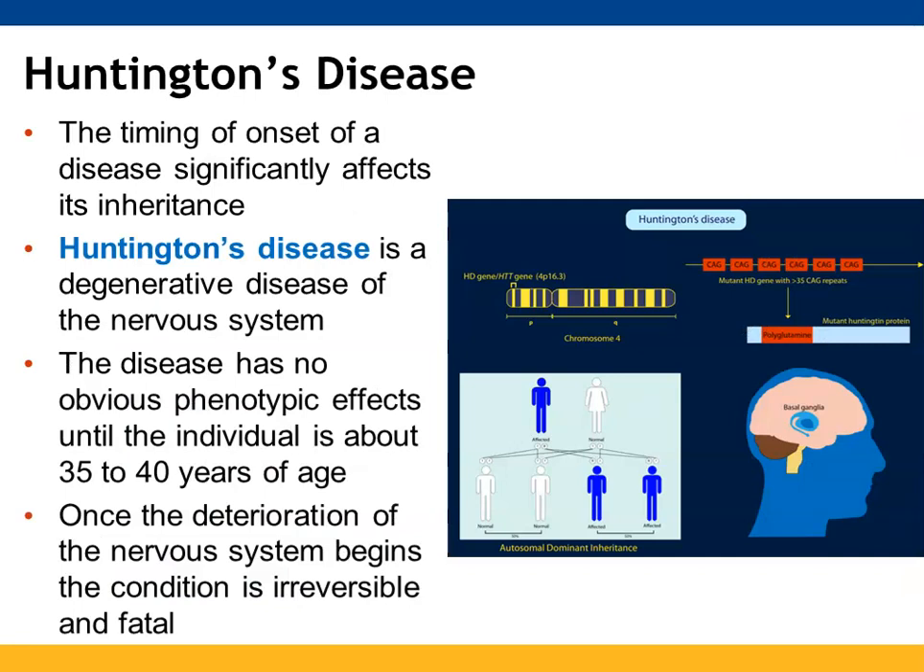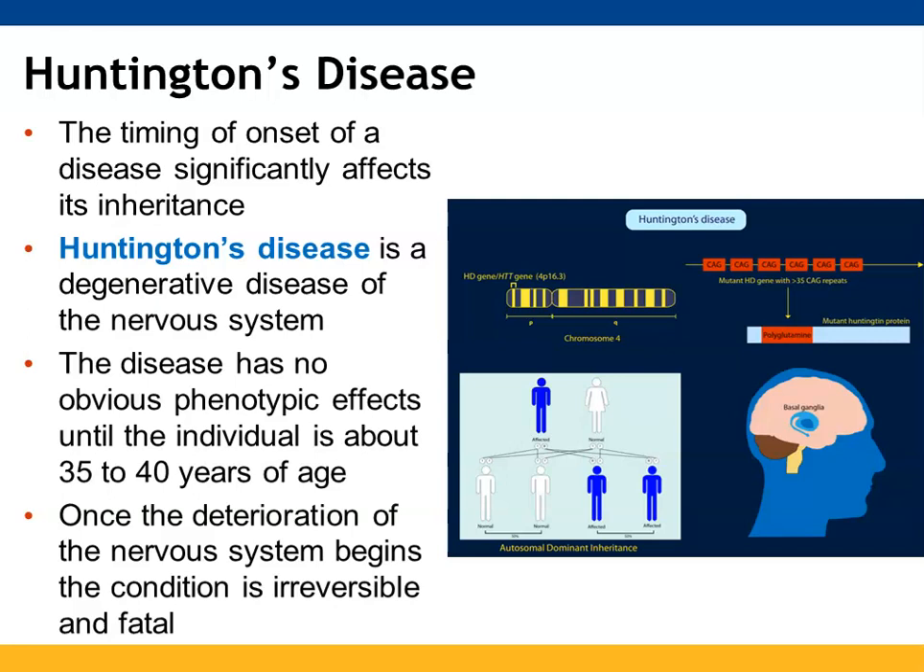Huntington's is a degenerative disease of the nervous system. You don't typically see any issues with Huntington's until you're a little older, 35, 40 years. Once the nervous system starts to deteriorate, you're more likely to be examined to determine if you have it. It is irreversible and fatal.